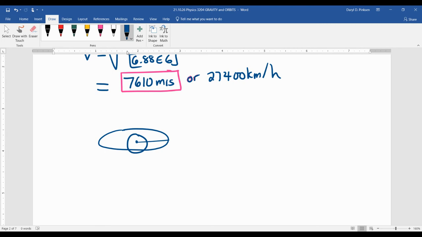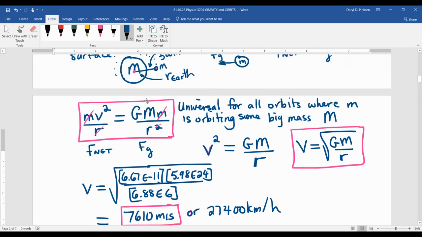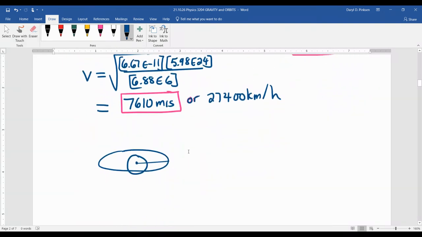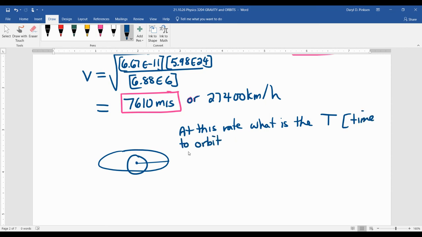And how long will it take to go around? That's another question. I asked you, what is the orbital speed? Now I can ask, so at this rate, what is the period, which is the time to orbit the Earth?